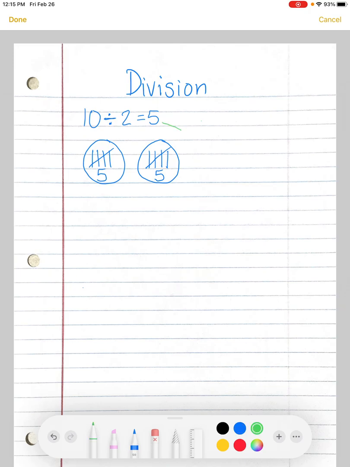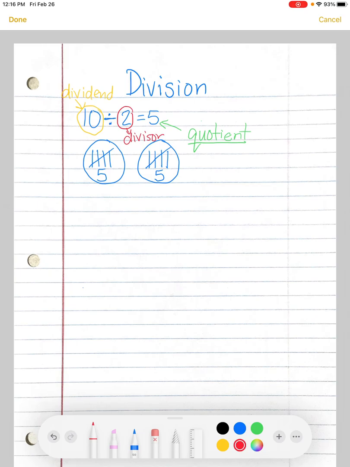Now this 5 has a special name. It's called a quotient. That's what you call division answers. Quotient. On the count of 3, say it with me. 1, 2, 3. Quotient. The number in front, the largest number, is called a dividend. That's what we're trying to divide up into the smaller groups. This middle number right here is called a divisor. Divisor. That's how many groups you're trying to separate it into.